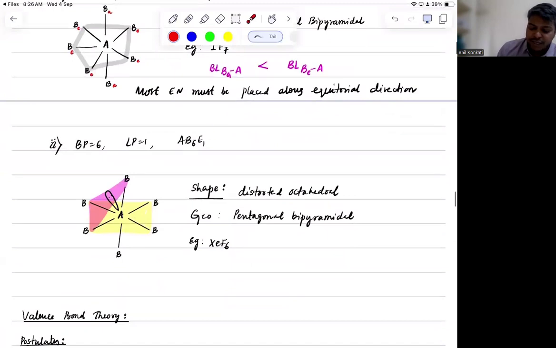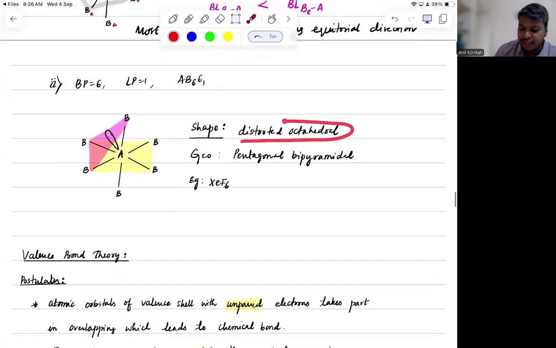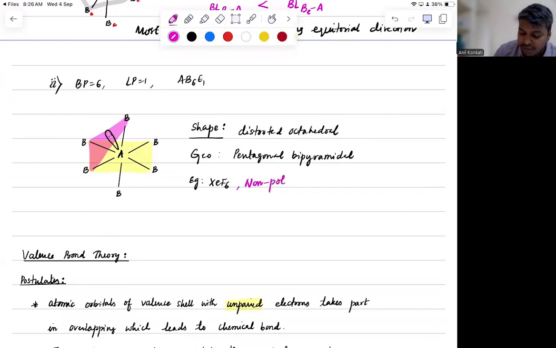Next, the bond pair is 6, lone pair is 1. In that case, the shape is distorted octahedral. The best example is XeF6. Here the lone pair will keep popping over every face. There are 8 faces. Once it will come out from here, here, like this. But remember, because the lone pair is not stagnant, it will still remain non-polar, even though there is a lone pair.